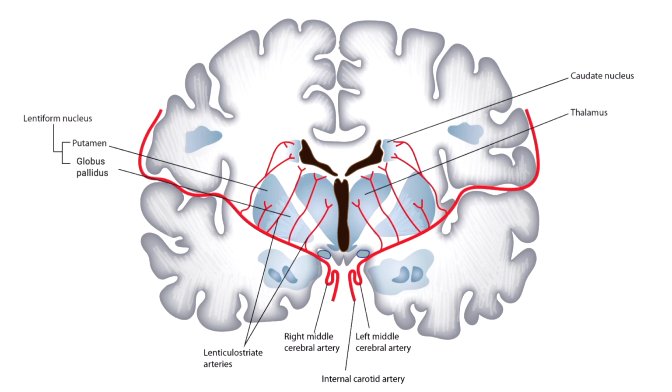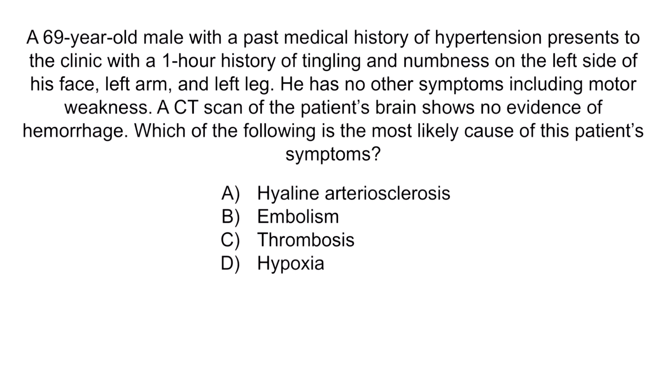Here's an image of the lenticulostriate vessels again. As you can see, the thalamus is primarily supplied by these vessels. As these smaller vessels become narrowed by arteriosclerosis, the sensory function of the thalamus can be impacted by the decreased blood supply. B is wrong because embolic strokes tend to affect larger arteries, such as the ACA, MCA, or PCA.